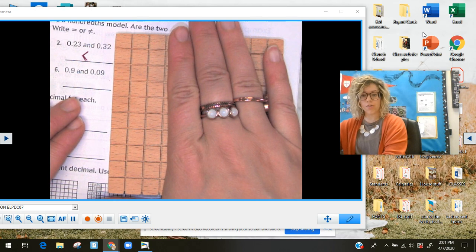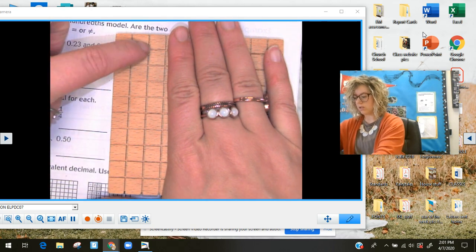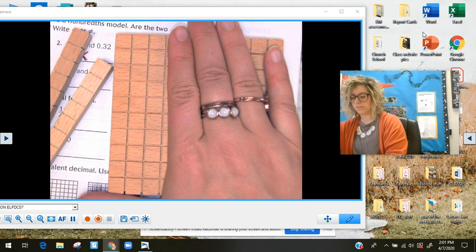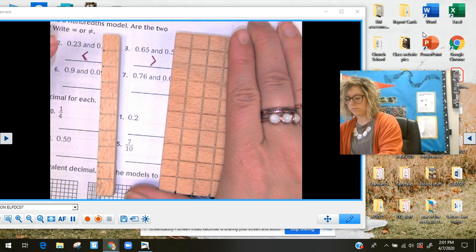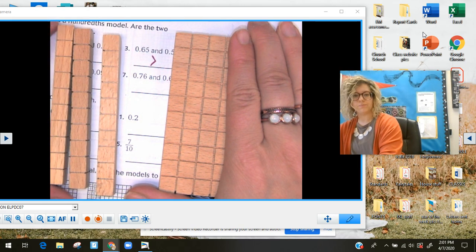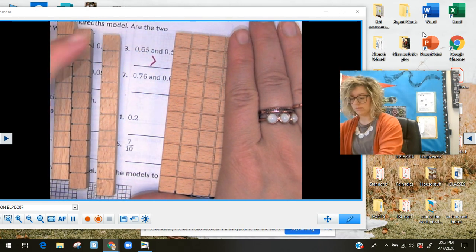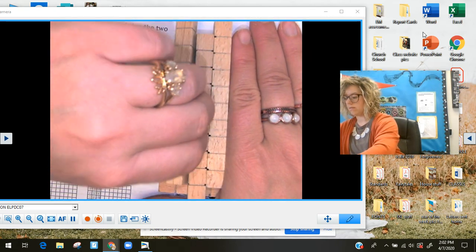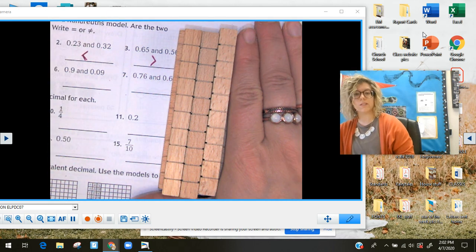Here are 30 hundredths, 10, 20, 30. Here are 3 tenths, 1, 2, 3. Do they look the same? Do they fit right on top? Yes, they do. So these are equal.